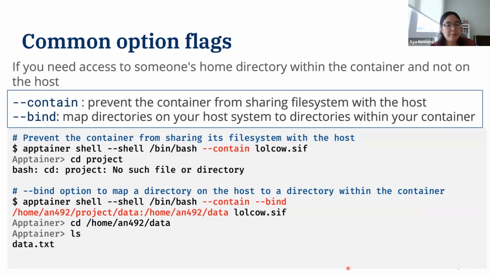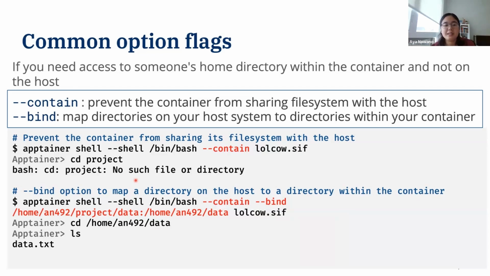So here's an example. Let's open a shell inside this container with the --contain flag. If you try to navigate to a directory on the host, for example, if I try to navigate to the project directory from home space, I would get an error saying no such file or directory. However, there are cases where you will still want to access directories and files on the host from within a container, even with the --contain option.